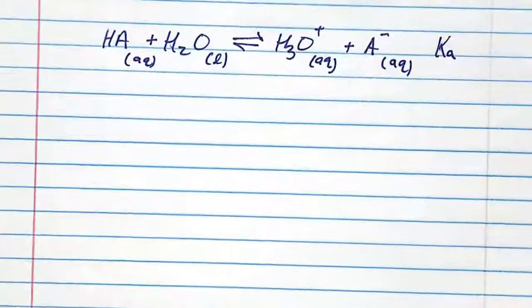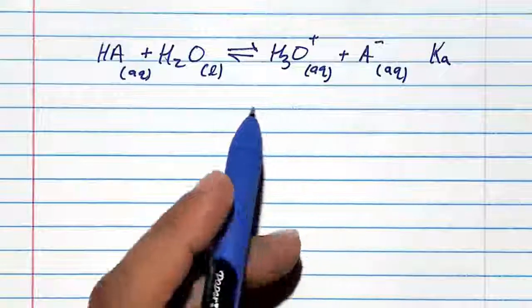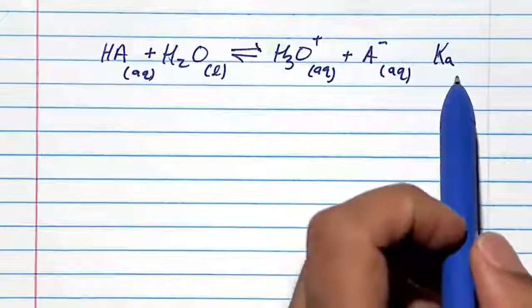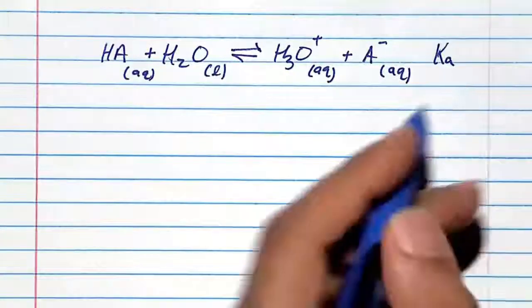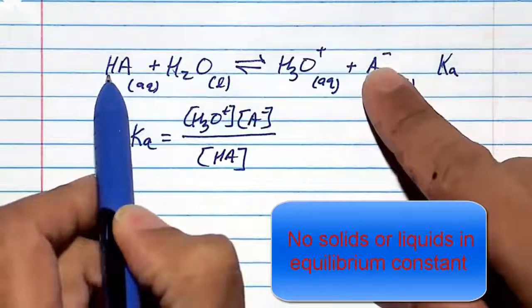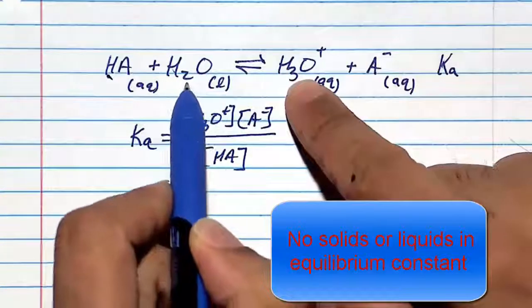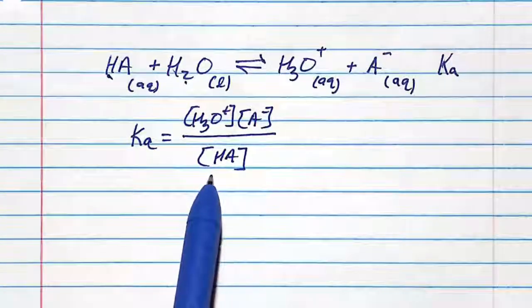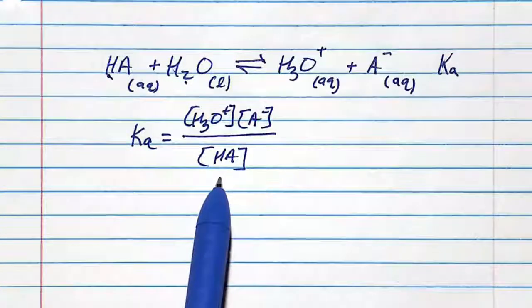Of course, if it's a strong acid, this will go to 100% H3O+. We should also know what this equilibrium constant expression is equal to at a specific temperature. Here is my conjugate acid-conjugate base pair. Here's my conjugate acid-conjugate base pair. Remember, solids and liquids are omitted from the equilibrium expression.